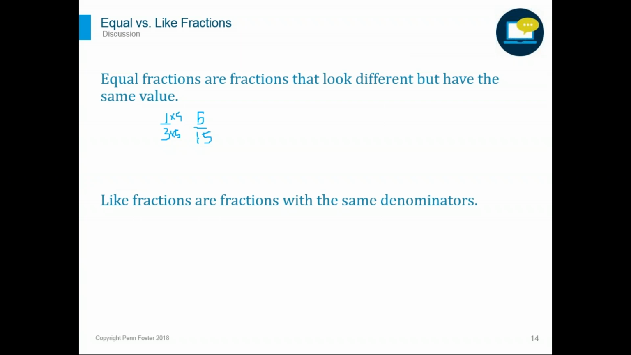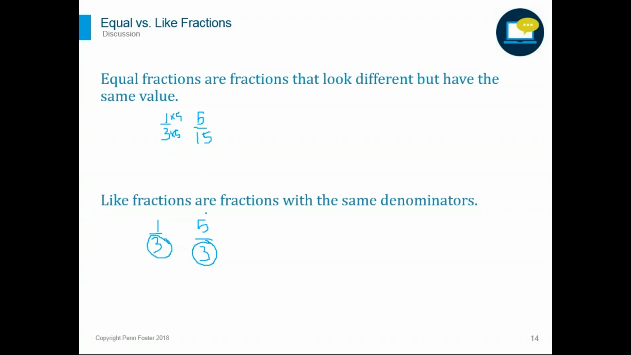Now, what about like fractions? Like fractions are so simple. If the two fractions have the same denominator, we call them like fractions. They look alike. So 1 over 3, for example, and 5 over 3, these are like fractions. Are they equal? No. The only reason that we call these two fractions like is because this has a 3 and this has a 3 in the denominators. That's it. Students sometimes mix up equal with like fractions.